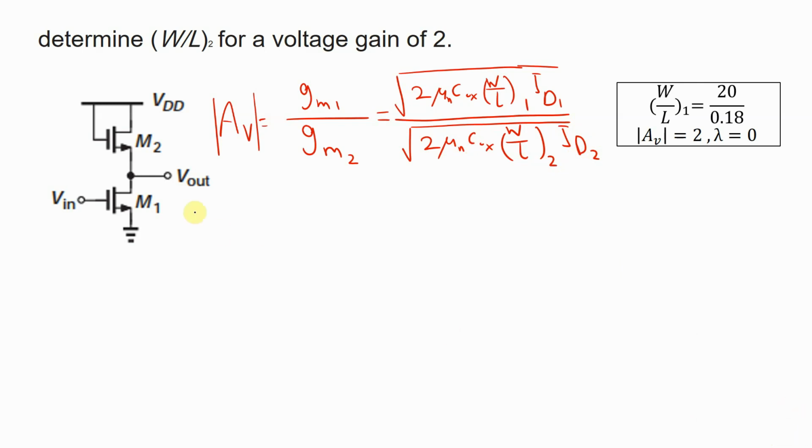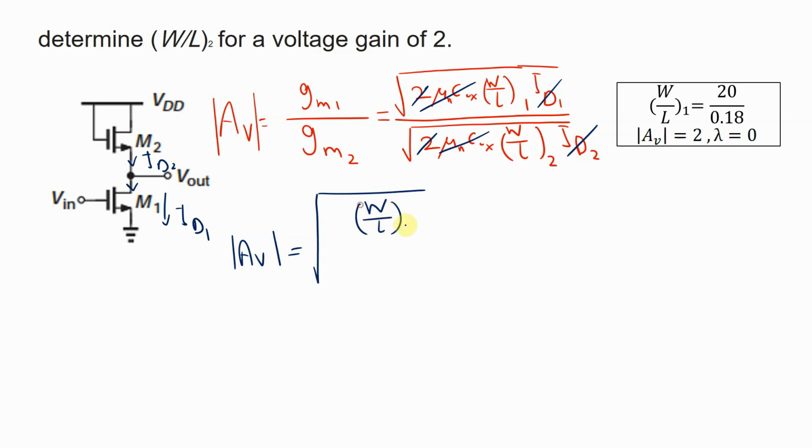If you look at the circuit, you can see that this is I drain 1 here, and this is I drain 2. So both I drains of these transistors are the same, and you can get rid of them. And these two together are mu n C ox, mu n C ox. So you are left with the square root of, this is the simplified version of the gain of this amplifier, square root of W over L1 divided by W over L2. So the absolute value of gain equals 2.